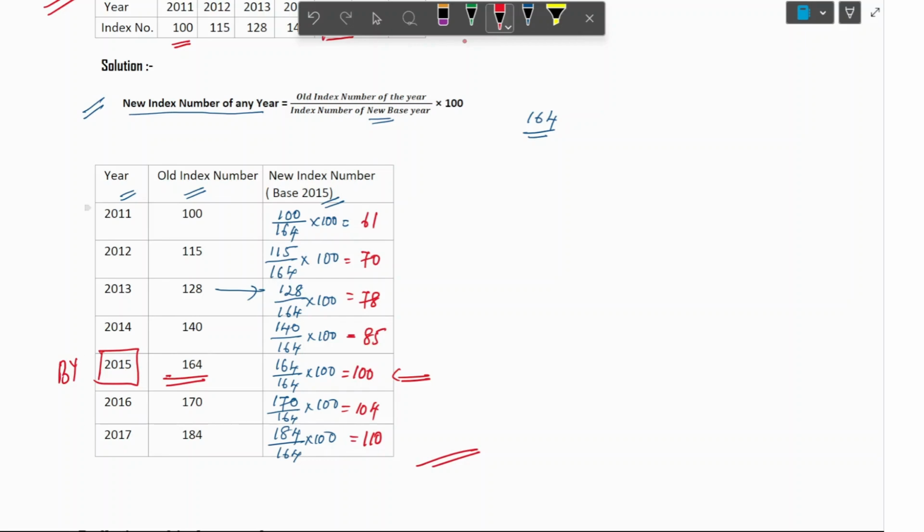100 divided by 164 into 100. Don't write directly, because normally the question comes for 5 marks. You need the calculations also. Okay. Therefore, write here, this is the new base year and the calculation.